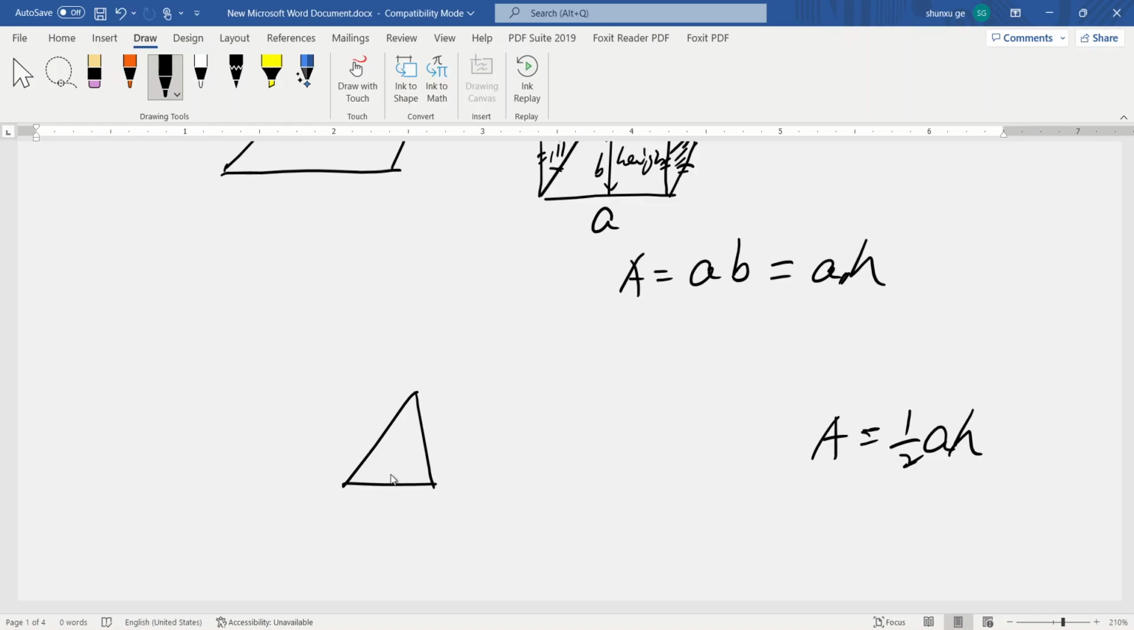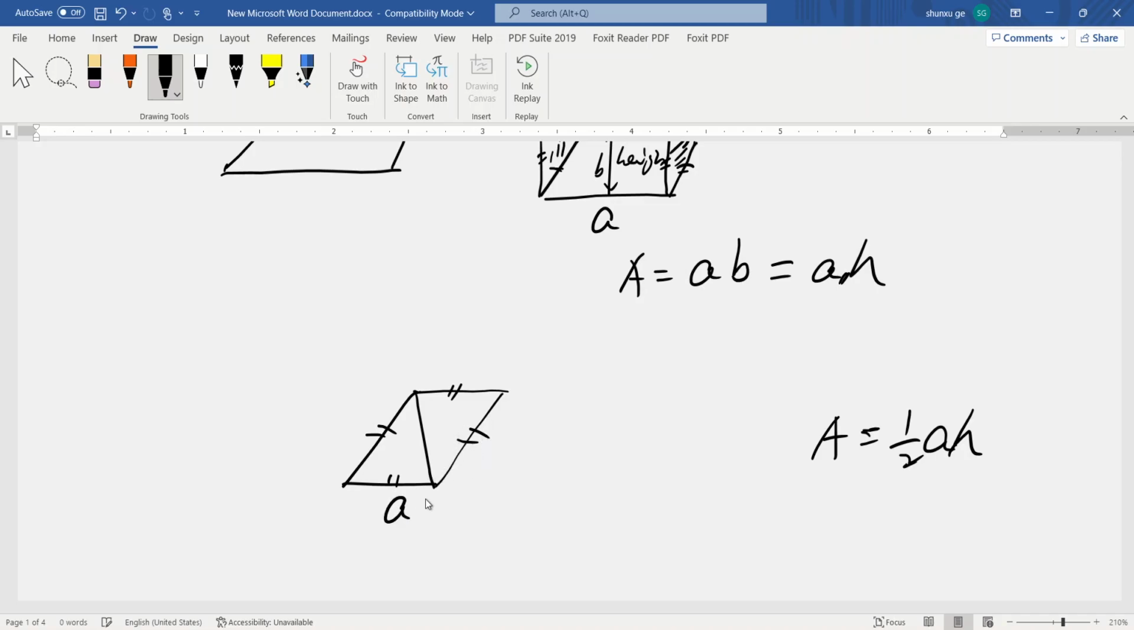So here, this is the triangle. We can make one line parallel with this side, then another line parallel with this side. This side is parallel with this line, and this line is parallel with this one. Okay, they have become a parallelogram.